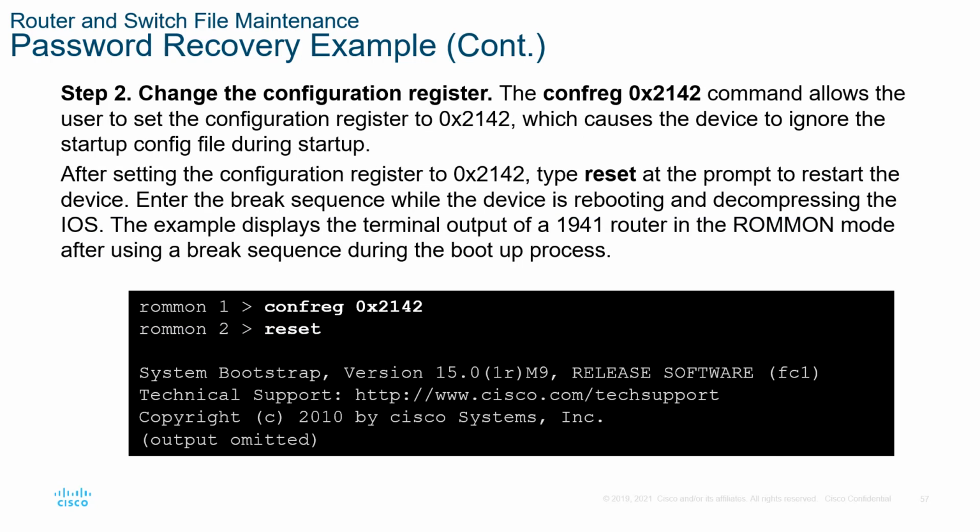From there, we need to configure the register to be 0x2142, and we do that by doing a config-register 0x2142. Hit enter. That will get you into ROMmon. From there, you would hit reset. The register that is set to 0x2142 basically says to load the device with just a standard config and give you access.